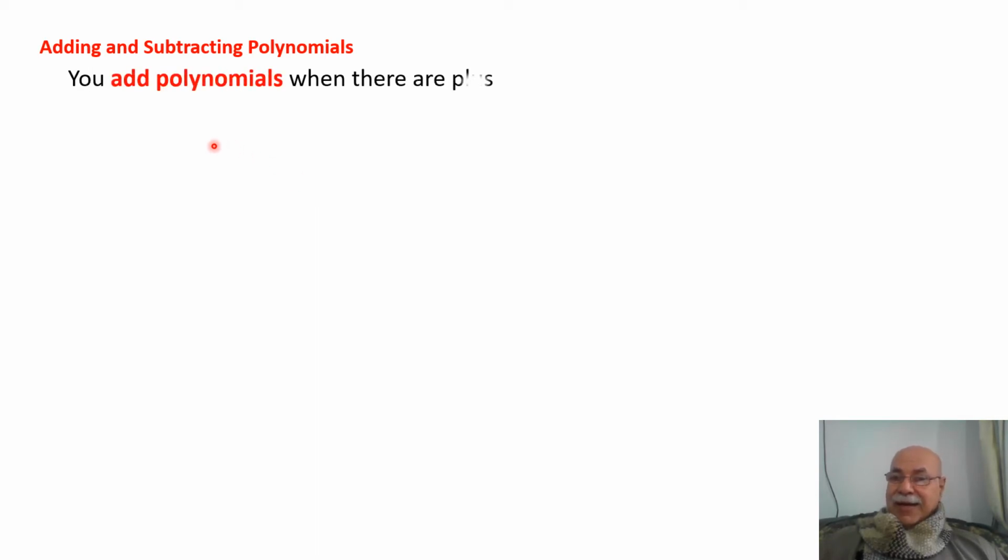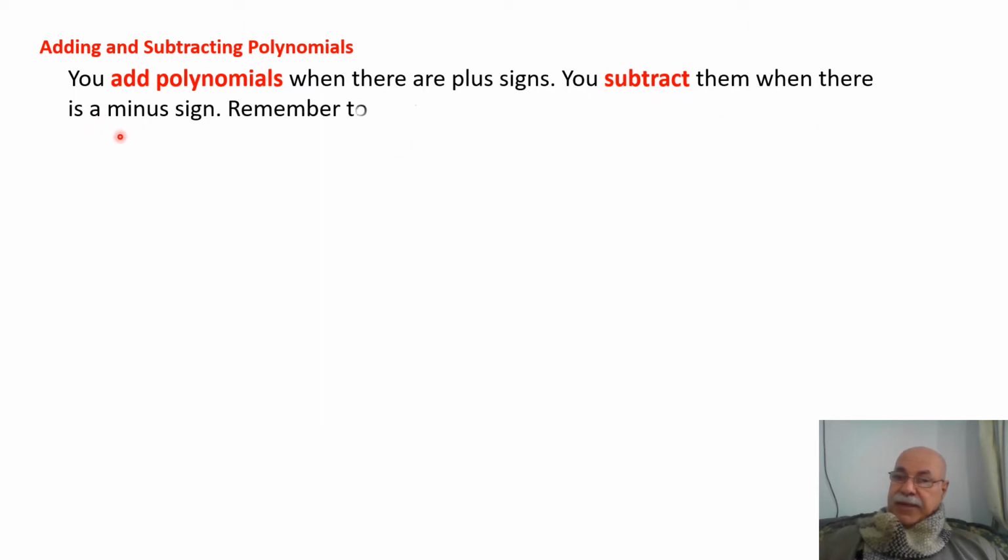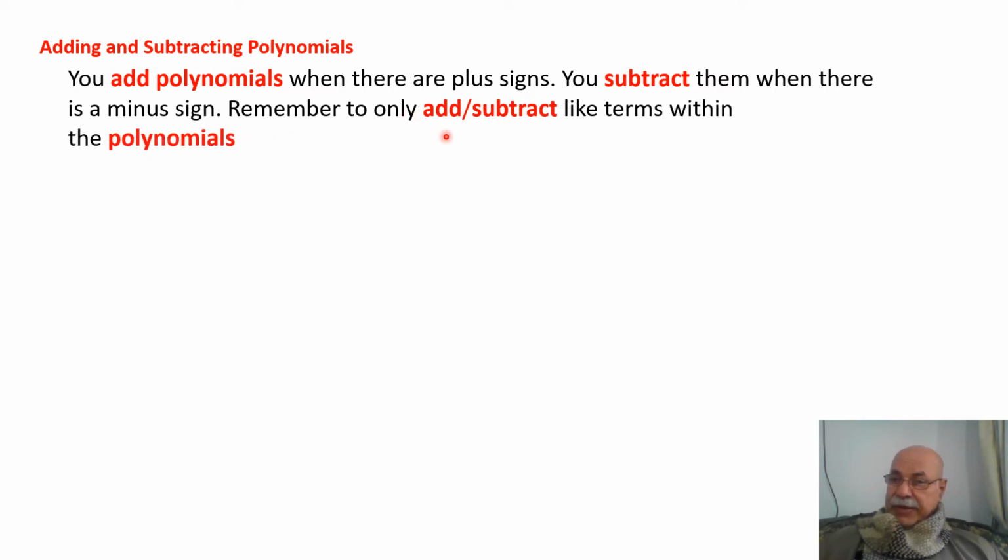Adding and subtracting polynomials. We are doing this to know how we add polynomials. When there is a plus sign, you add, and when there is a minus sign, you subtract. Remember to only add or subtract like terms within the polynomials. This means you must focus on the sign, minus or plus, when you change anything in the question.